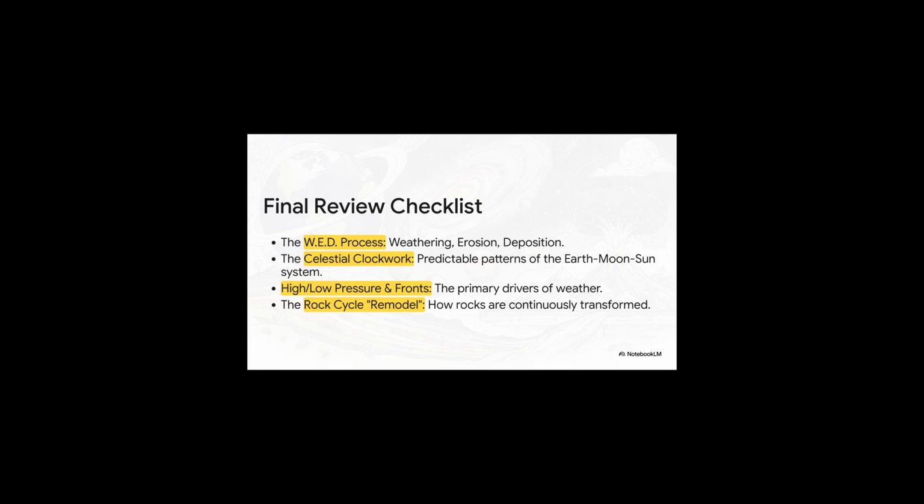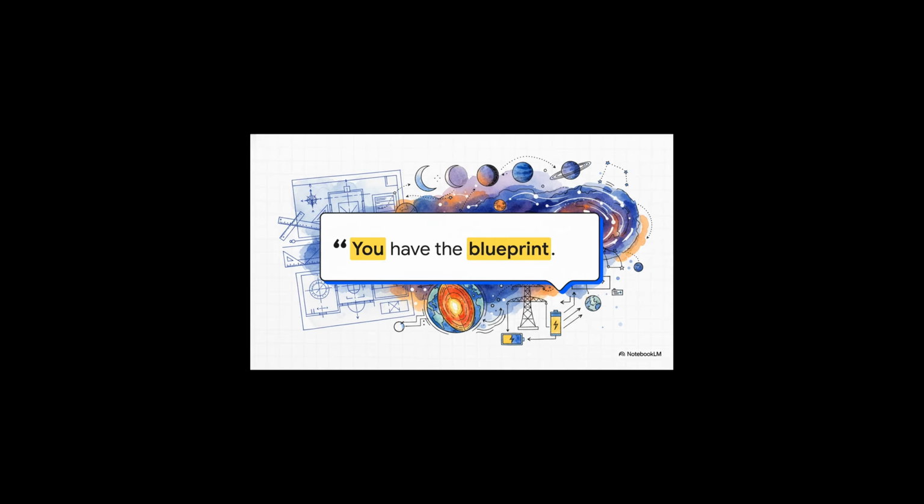Okay, here's the bottom line. If you can confidently walk someone through these 4 high-impact concepts, you are in fantastic shape for the exam. Make sure you can explain the WED process, the predictable patterns of the celestial clockwork, how pressure systems drive our weather, and that continuous rock cycle remodel. And that's it. You have the framework.